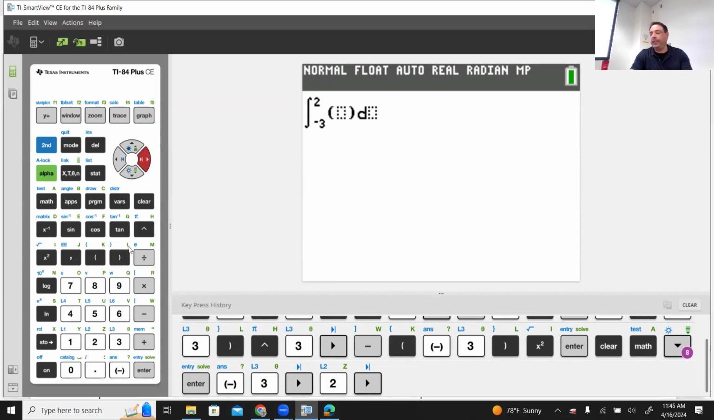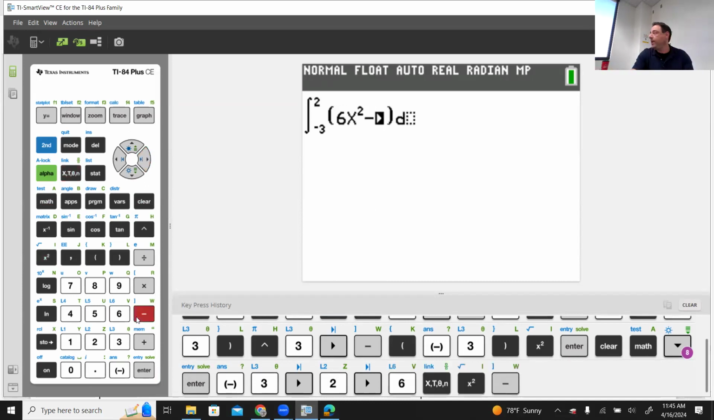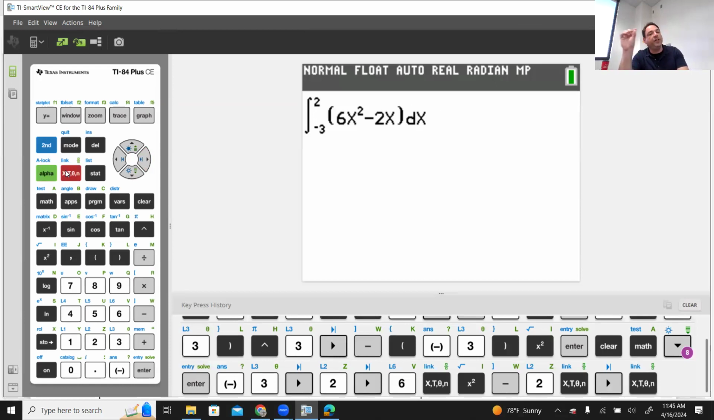And then we plug in the original question, which was 6x squared minus 2x. Don't forget the x at the end. Again, every calculator is a little different. If yours just says integral, you're going to put the function 6x squared minus 2x comma x comma lower -3 comma 2. It will still work out and you'll get 75.